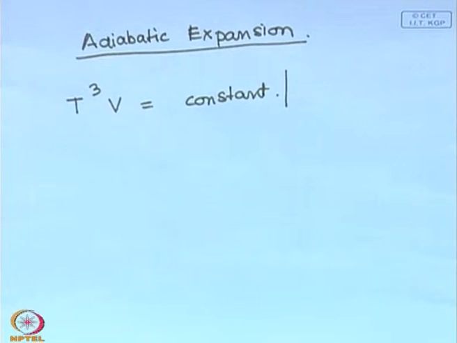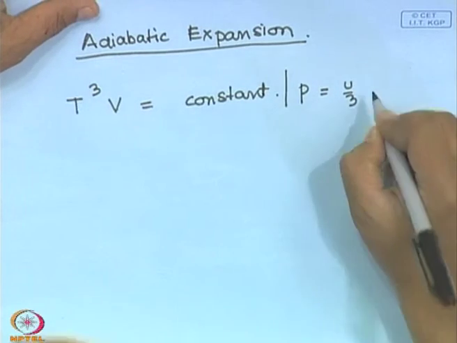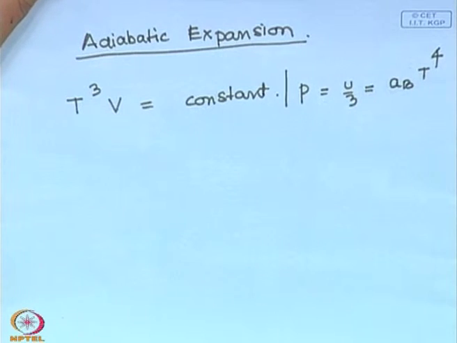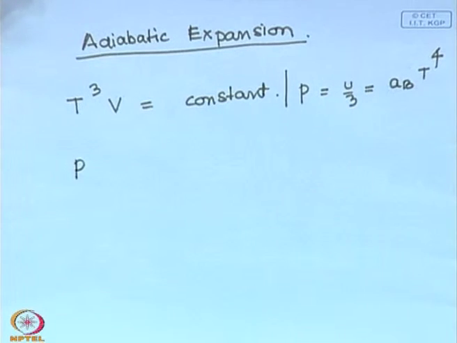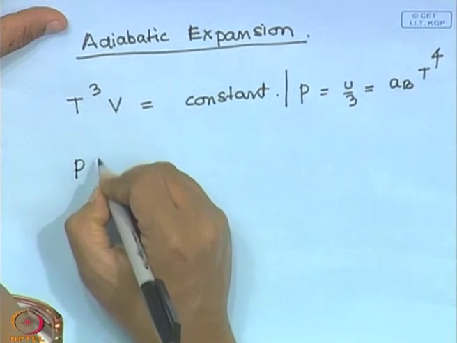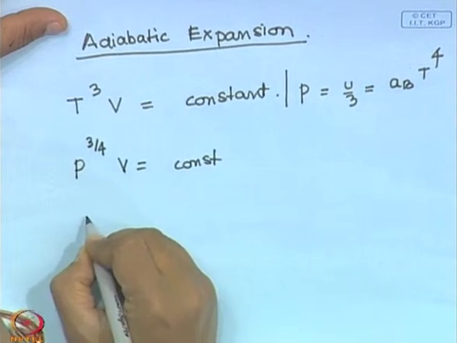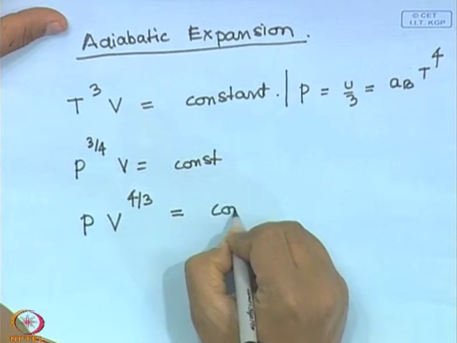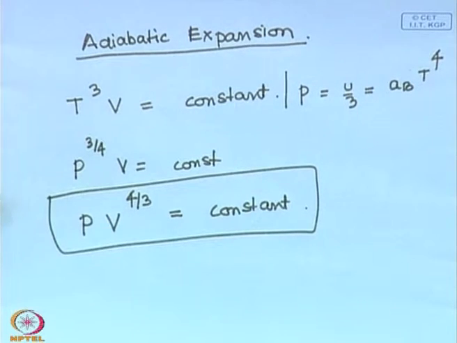So, this is one relation. It is also convenient quite often to write it in terms of the pressure and the volume. Now, we know that the pressure is U by 3 and we know that this is proportional to T to the power 4. So, we see that this relation can be written as P to the power 3/4 into volume is a constant, or P volume to the power 4/3 is a constant. Okay, this is very convenient.